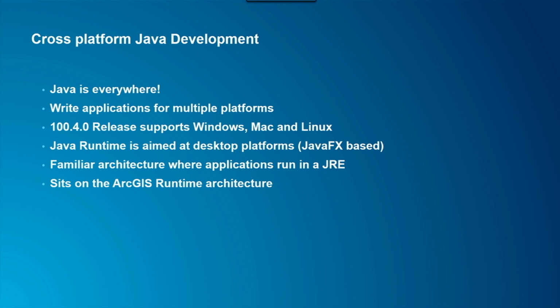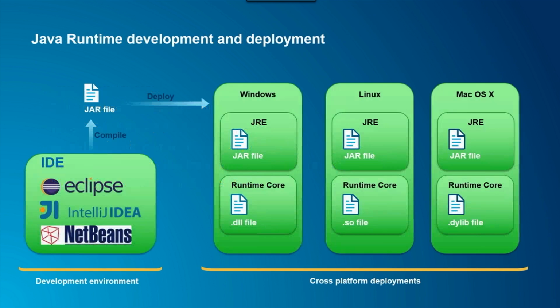Now, it's a fairly familiar architecture in that you need a Java runtime environment on your machine, and your application will run in that. But as Rex has suggested, we're not writing pure Java applications here because they're actually built upon the runtime core architecture. So we have binaries that are included in the SDK that are compiled for the different platforms that we include it on.